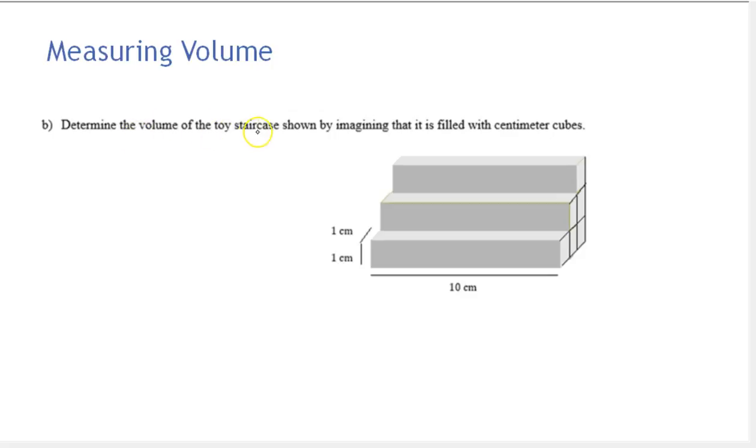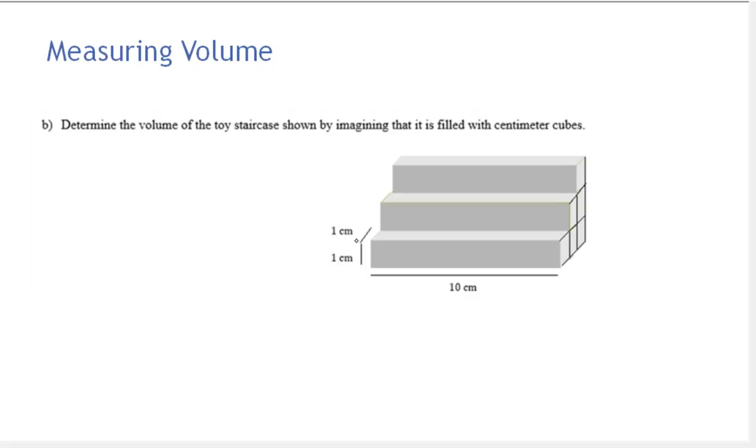Determine the volume of the toy staircase shown by imagining that it is filled with centimeter cubes. Okay, so now we're told that they're centimeters, so let's look at what we have here. Okay, so again it's a staircase, and notice here we could see that there's layers underneath it. So there's more to this diagram than we can see from the front. Okay, and we're told that this length is 10 centimeters, the height of a stair is 1 centimeter, and it's also 1 centimeter deep going into the stair.